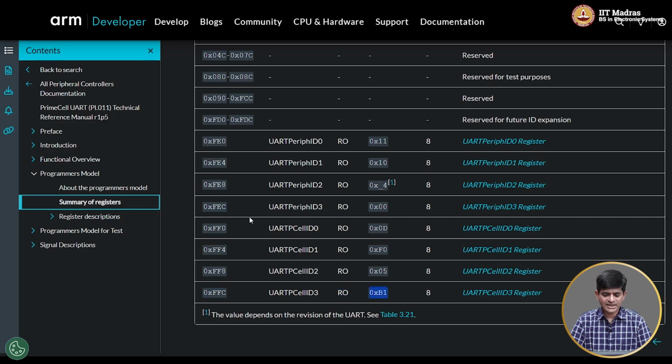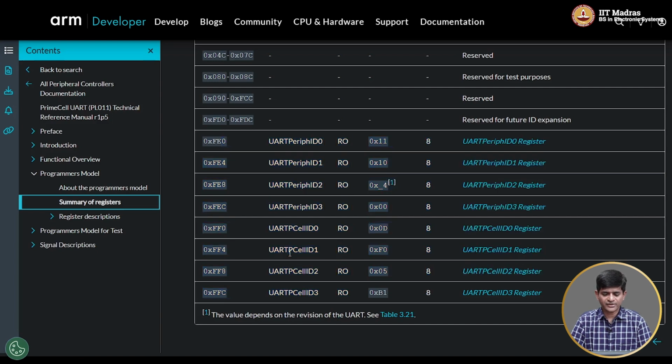All of these last set of IDs and the cell IDs that you have over here are all read only, and indicate some kind of information about the manufacturer. The fact that ARM has built it and they intend to use it for certain kinds of purposes, all that information is what is encoded in here. So if somebody goes and reads from these addresses, they should be able to interpret it and say okay, this was essentially manufactured by ARM and is being used within this context.